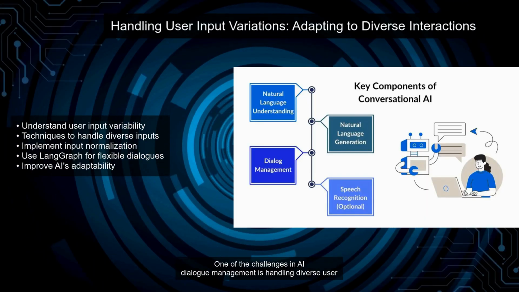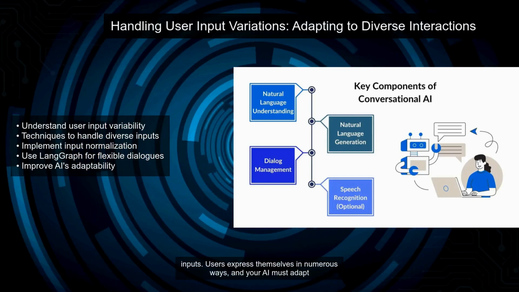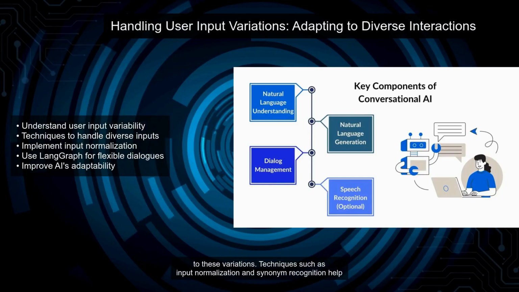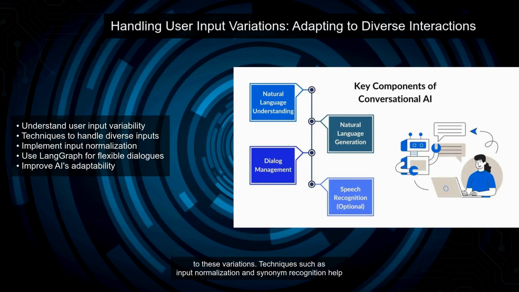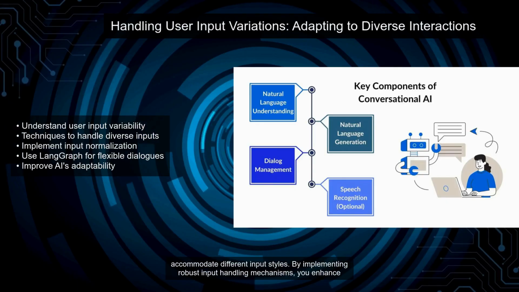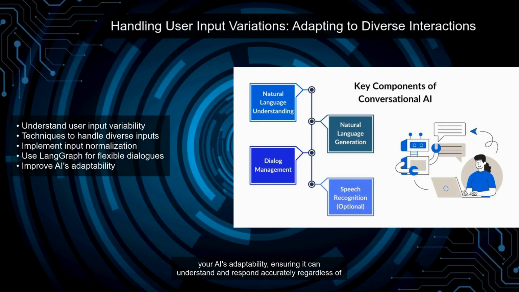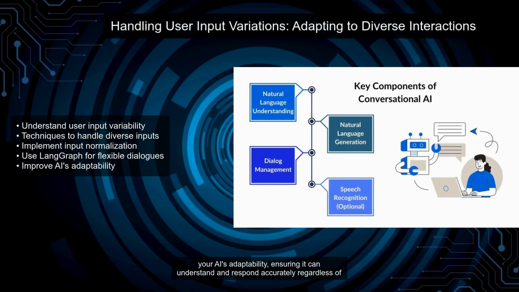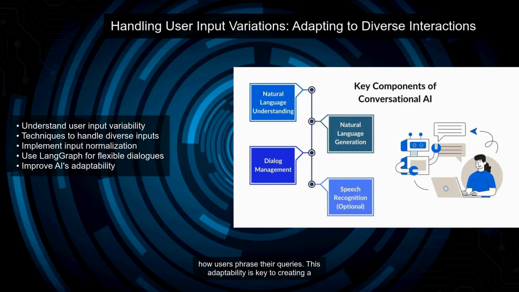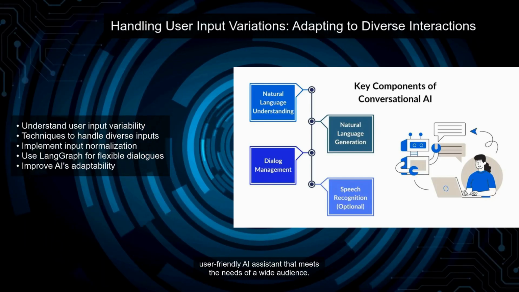One of the challenges in AI dialogue management is handling diverse user inputs. Users express themselves in numerous ways, and your AI must adapt to these variations. Techniques such as input normalization and synonym recognition help in managing diverse interactions. LangGraph allows for flexible dialogue structures that can accommodate different input styles. By implementing robust input handling mechanisms, you enhance your AI's adaptability, ensuring it can understand and respond accurately regardless of how users phrase their queries. This adaptability is key to creating a user-friendly AI assistant that meets the needs of a wide audience.